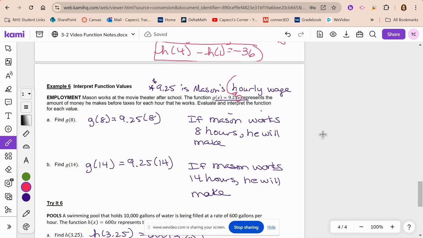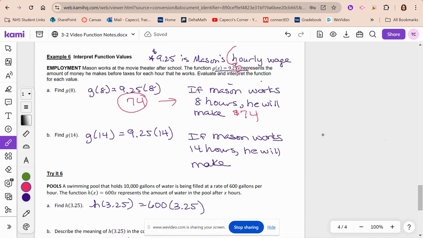So g of 8 is equal to 9.25 times 8. So when I multiply that, I get 74. So what does that mean? It says if Mason works 8 hours, we just found out that that's 74. He will make $74.